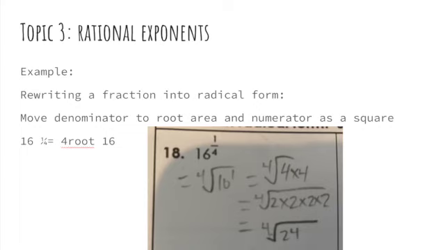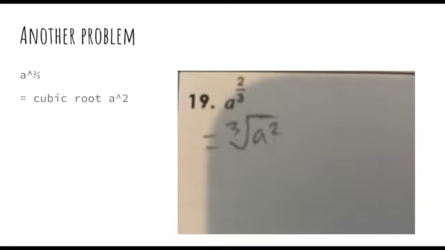Another problem. A to the power of 2 over 3. That's basically the same thing as the first one. So you just get the cubic root a to the power of 2, because the 3 goes to the left, and that makes it a cube root.